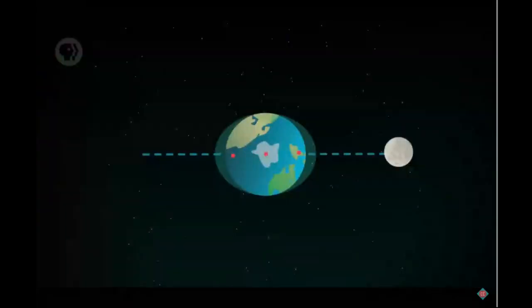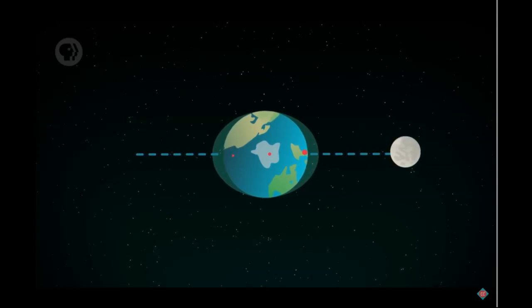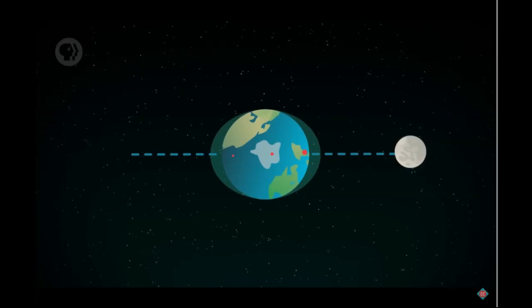You might expect only one bulge on the side of the Earth facing the moon. But remember, we measure gravity from the centers of objects. The side of the Earth facing the moon feels a stronger pull toward the moon than the Earth's center, so it's pulled away from the center. But the side facing away from the moon feels a weaker force toward the moon than the Earth's center. This means the center of the Earth is being pulled away from the far side. This is exactly the same as if the far side is being pulled away from the center. And that's why you get two bulges on opposite sides of the Earth.